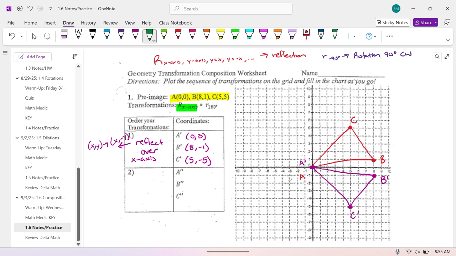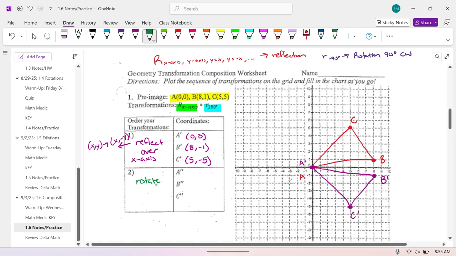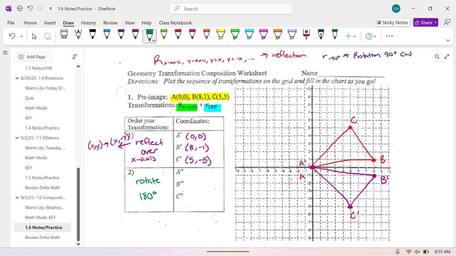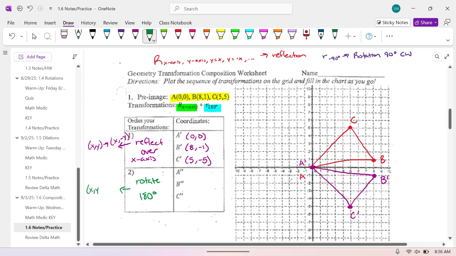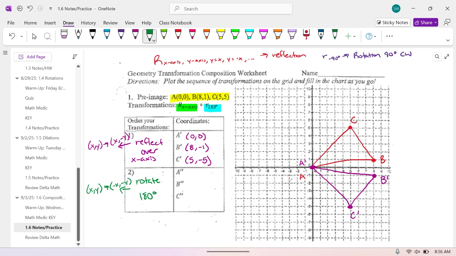All right, what's our second transformation? Right, 180 degrees rotation. So we're going to rotate 180 degrees. Now, does it matter what direction I rotate 180 degrees? No. Clockwise or counterclockwise, you'll end up in the same spot if you go 180. All right. So the rule is consistent. So if you start with xy, you're going to end up at negative x, negative y. So basically you're flipping the signs of everything, but you're not switching the x and the y.